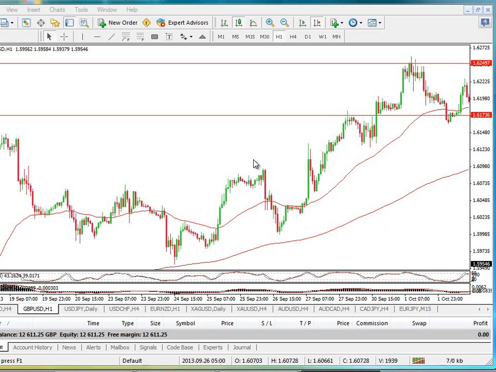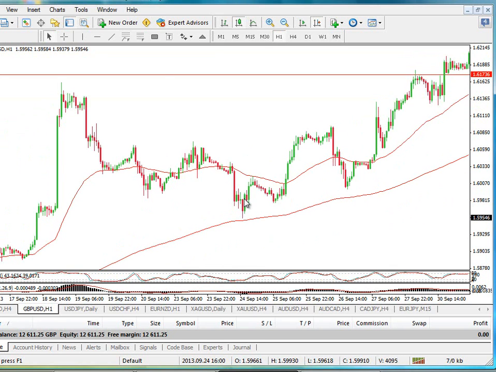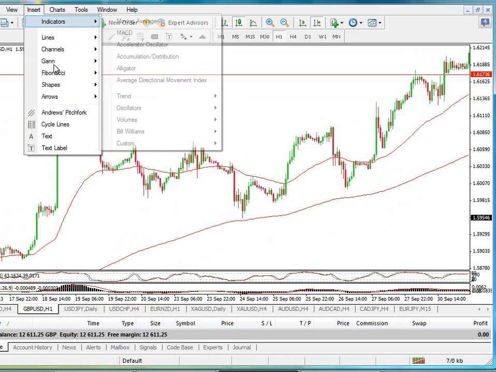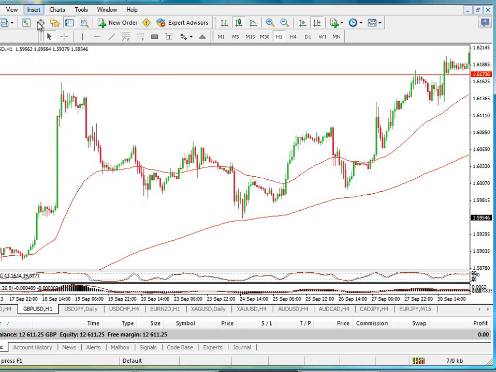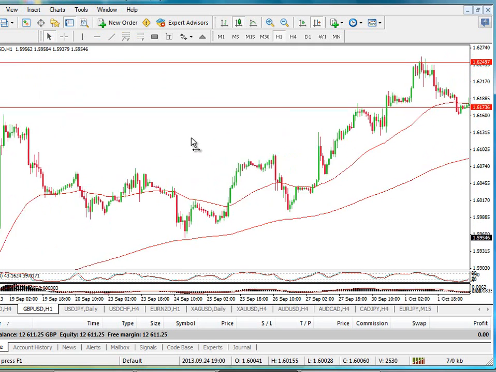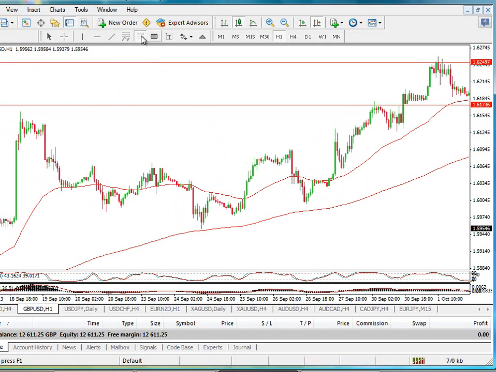Today we're going to be looking into Fibonacci expansion and retracements. To begin, Fibonacci tools I have here on my menu, but you can also find them in Insert, where you have Fibonacci retracement, time zones, span and arcs. We're only really interested in the expansion and retracement tools. Just to make it quicker and easier for myself to use, I've got them here on the menu. So, just looking at how they work.